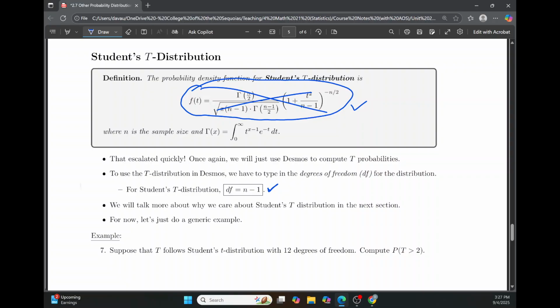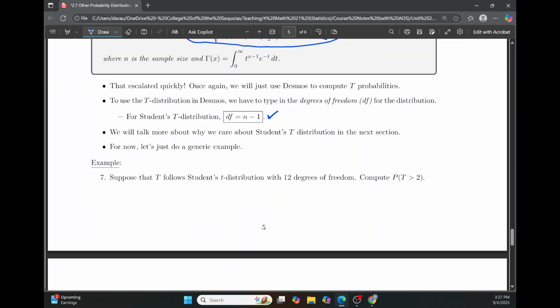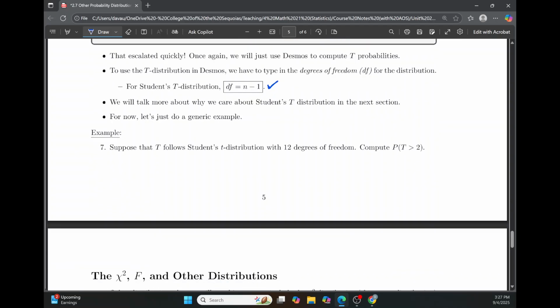Let me just give you a quick example. So suppose that t follows student's t distribution with 12 degrees of freedom. Well, if it had 12 degrees of freedom, right, then that means obviously df, degrees of freedom, equals 12. But from that fact, you can deduce that n must have been 13, right? Because degrees of freedom always has to be one less than the sample size. Anyway, and then it says compute the probability t is greater than 2.